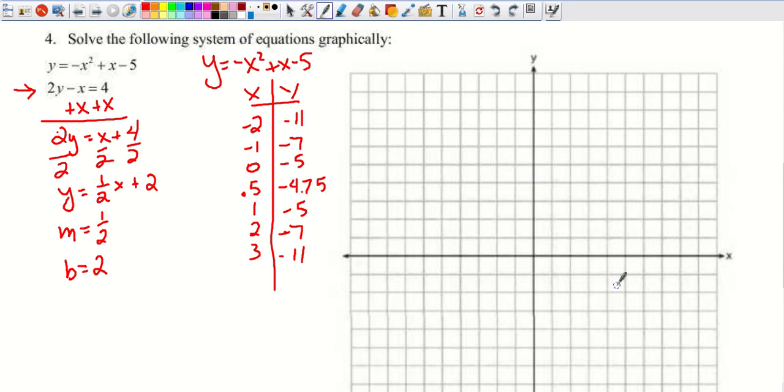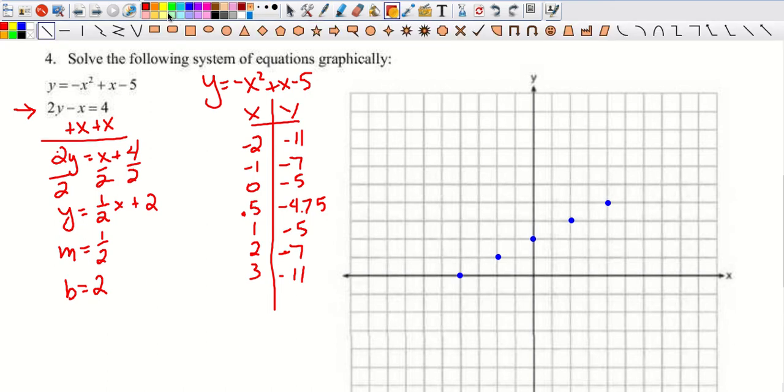All right, so we're going to graph the line first. We're going to go 2 on the y-axis, and then rise over run means we go up 1 over 2, and we're going to get this line right here, or down 1 over 2, and we're going to get this line. So I'm going to go ahead and select my line, and then graph this out.